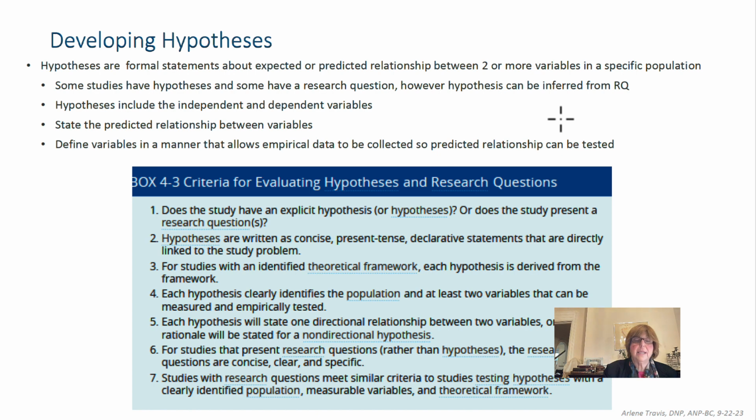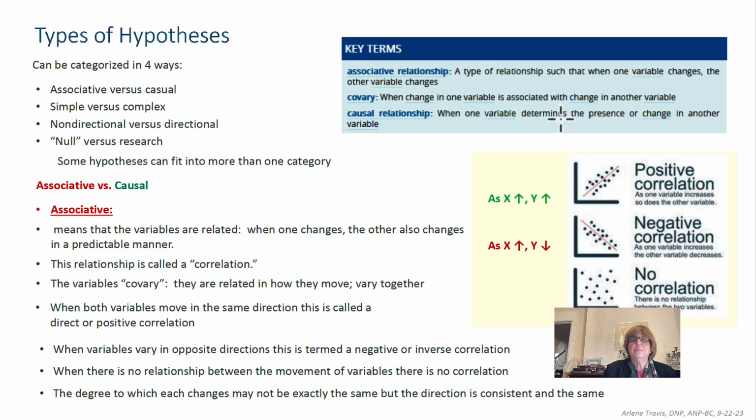So each hypothesis is going to state one directional relationship. That tells me how I think it's going, whether it's greater or lesser between the variables, or a rationale that's going to say why it's non-directional, just telling me that there's a relationship. For studies that present research questions rather than a hypothesis, the research questions are concise, clear and specific. The studies with research questions meet similar criteria to studies testing hypotheses, with a clearly identified population, measurable variables, and a theoretical framework. So we need to be able to measure the variables.